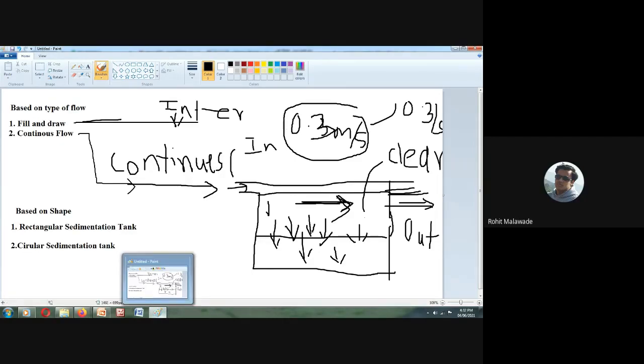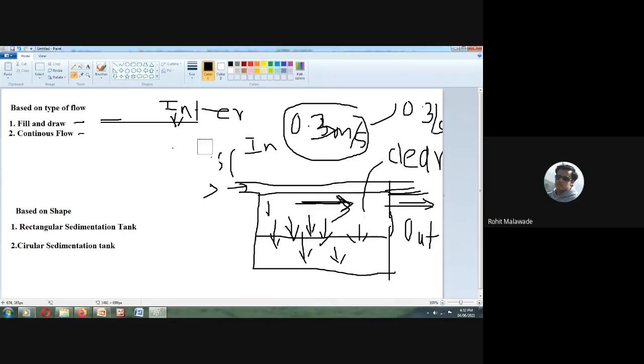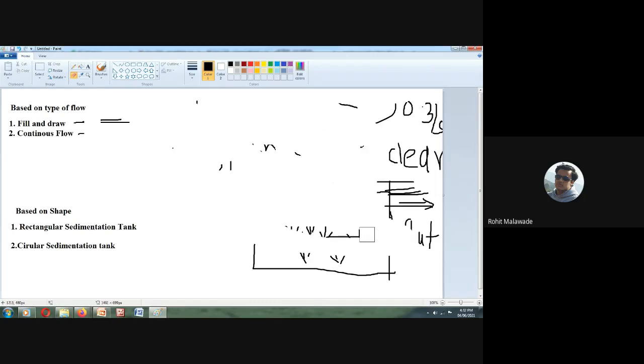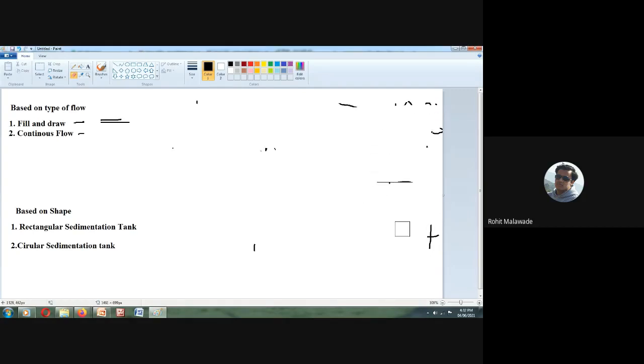Now, sedimentation is dependent upon so many important factors. The next types are the rectangular and the circular sedimentation tank. These are parts of your continuous flow sedimentation tank.